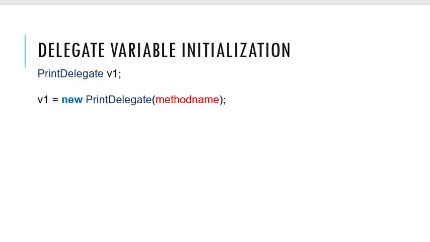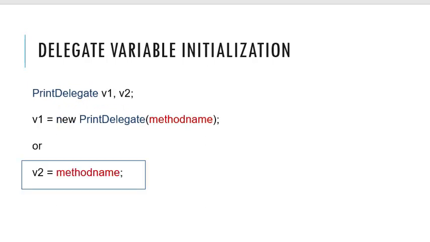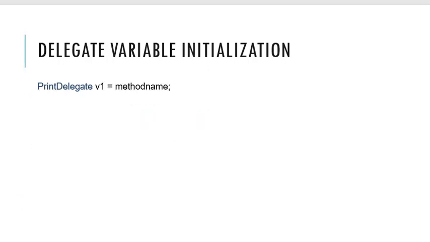Object creation can be done by using the new keyword and passing the method name in parentheses to the delegate type. Please remember, you must pass the method name as a parameter in parentheses after the delegate type name. You cannot create an empty delegate object. In other words, the delegate has no empty constructor. Alternatively, you can assign the method name directly to the variable without using the new keyword. This is short syntax. You can also declare a variable and assign a method name in one statement.